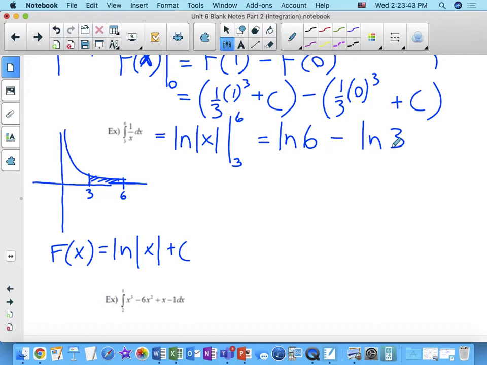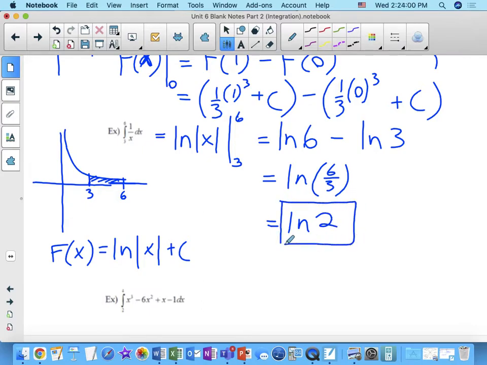Okay, now this we can use log laws to write as a single logarithm, because they have the same base, right? So we can write this as the ln of 6 over 3, which is ln 2. Actually, you're right. I missed something in here. I missed the c, right? Yes. You're about to ask about the c's. Okay, so let's talk about that. What's going to happen with the c's?